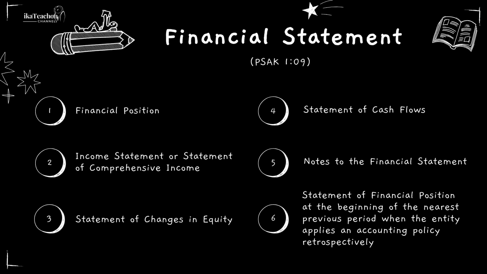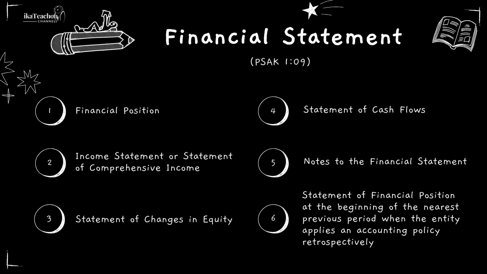We already understand that the financial statements consist of: first, the statement of financial position. Then, there is an income statement, also known as a comprehensive income statement or statement of comprehensive income. Another report is a statement of changes in equity. There is also a statement of cash flows. Then there are notes to the financial statements, and finally, there is a statement of financial position at the beginning of the nearest previous period when the entity applies an accounting policy retrospectively.